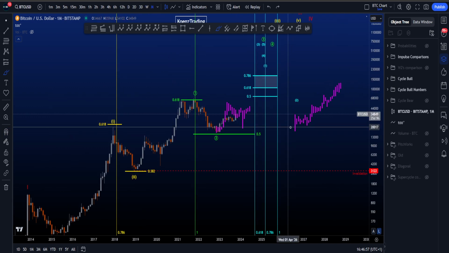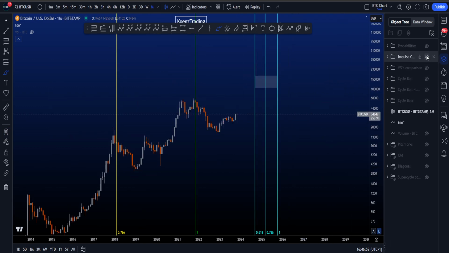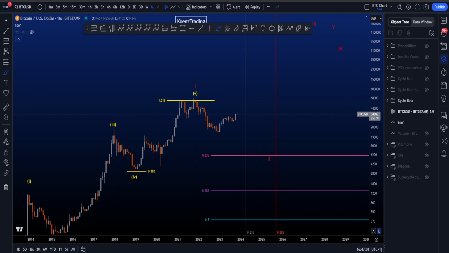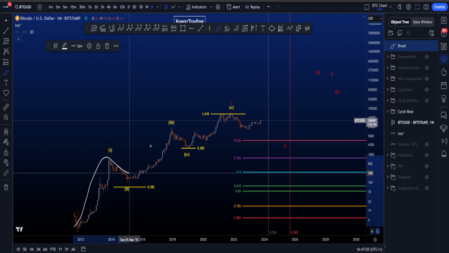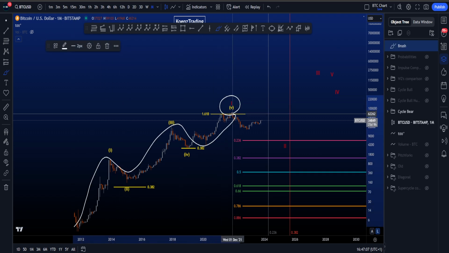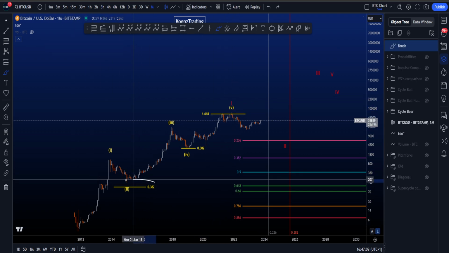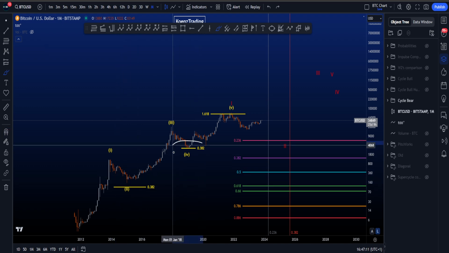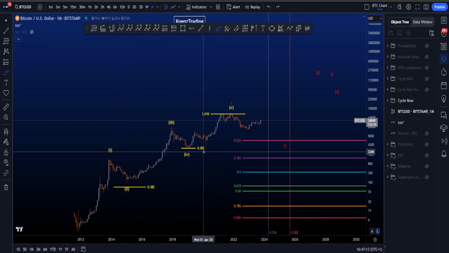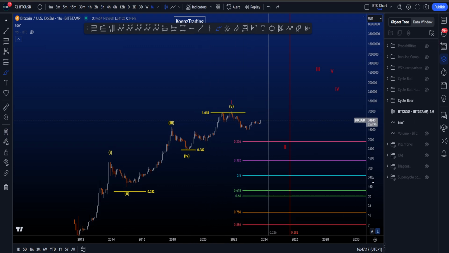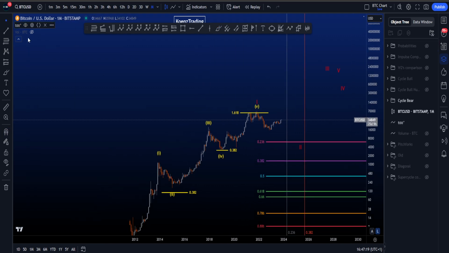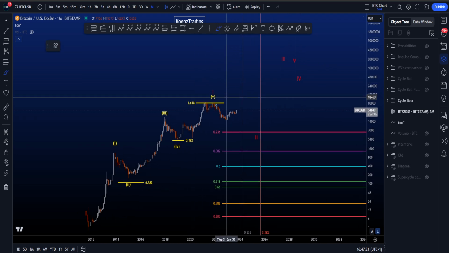But before we jump into macro, we go to the cycle bearish scenario over here, where in the cycle bearish scenario we have a very, very high time frame 1 2 3 4 5 impulsive structure finished, where wave 2 retraced to the 0.236, wave 4 to the 0.382, that's a common target for wave 4, and wave 5 ended nicely at the 1.618.